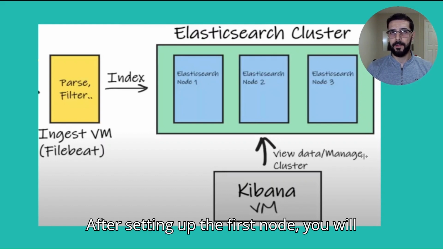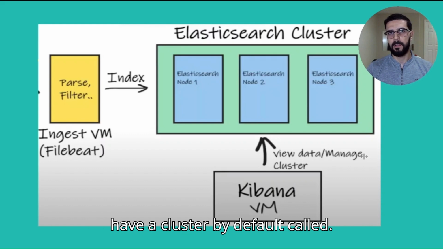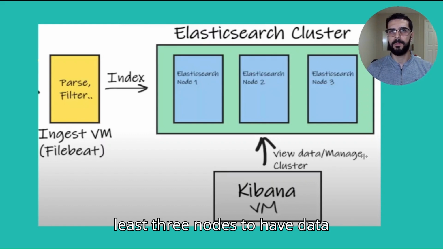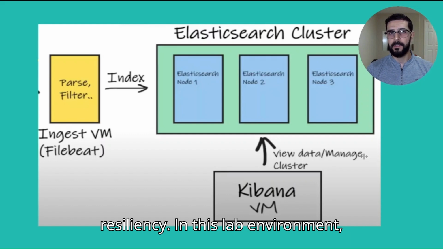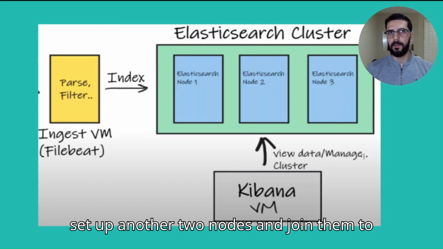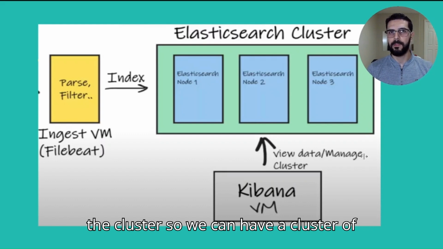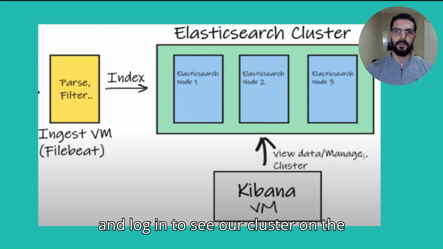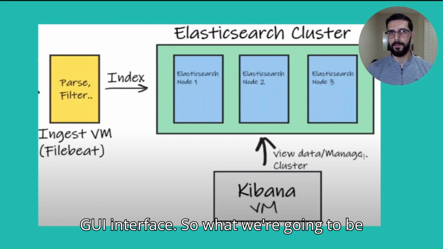After setting up the first node, you will have a cluster by default called Elasticsearch. You can use it by itself, but it's recommended to have at least 3 nodes to have data resiliency. In this lab environment, we'll try to emulate a production environment as much as possible. So we'll set up another 2 nodes and join them to the cluster so we can have a cluster of 3 nodes. And then we'll set up Kibana and log in to see our cluster on the GUI interface.